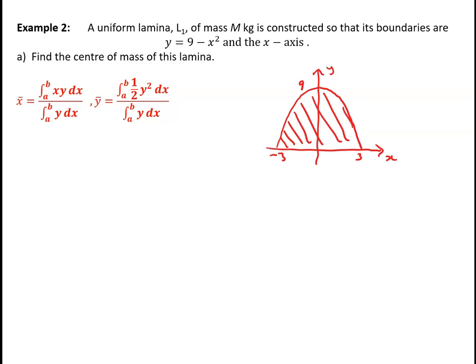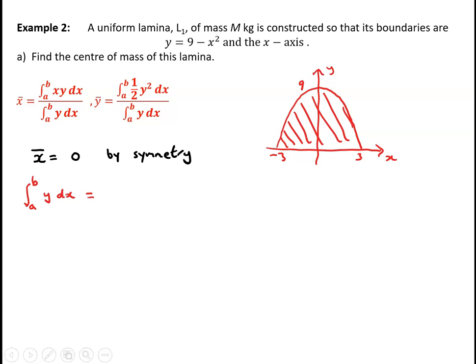The lamina clearly has the line x equals 0 as a line of symmetry, so we can certainly say that the x coordinate of the centre of mass must equal 0 by symmetry. So we've just got to evaluate the y coordinate of the centre of mass, so we're going to need to work out the integral of y and the integral of a half y squared.